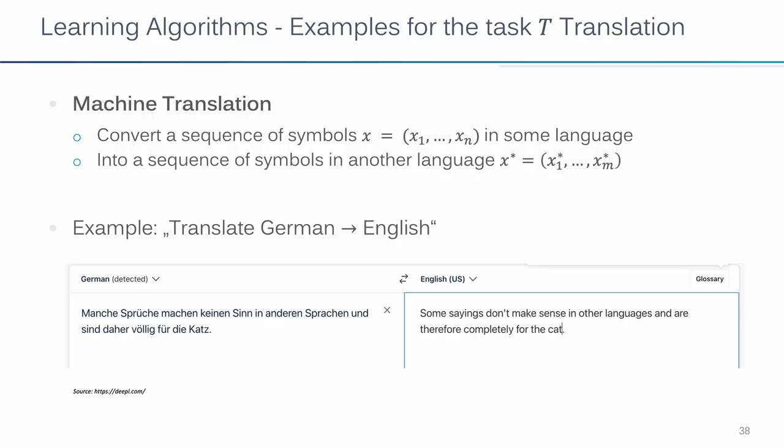And another application or task is machine translation. You have again X and X star, which are sequences of some symbols or tokens. This can be words, this can be characters. And you want to translate one to the other language. So you're trying to estimate the probability of X star given X again. So this is similar to denoising, but you don't corrupt the sequence. You have two sequences and you try to reconstruct the one from the other.